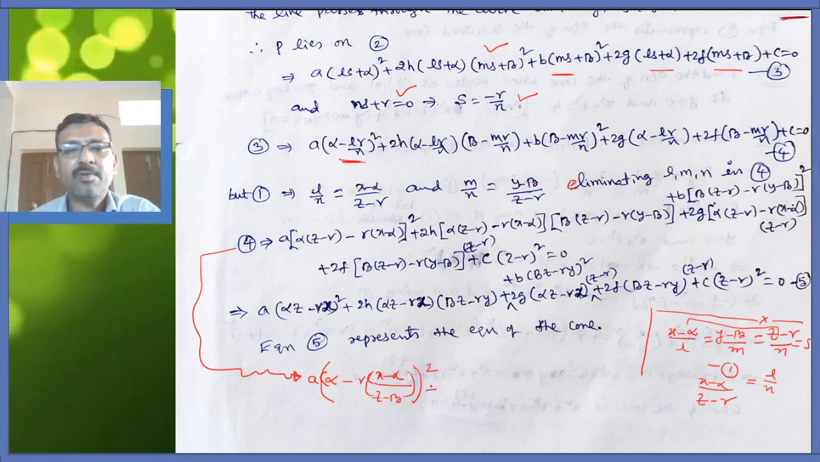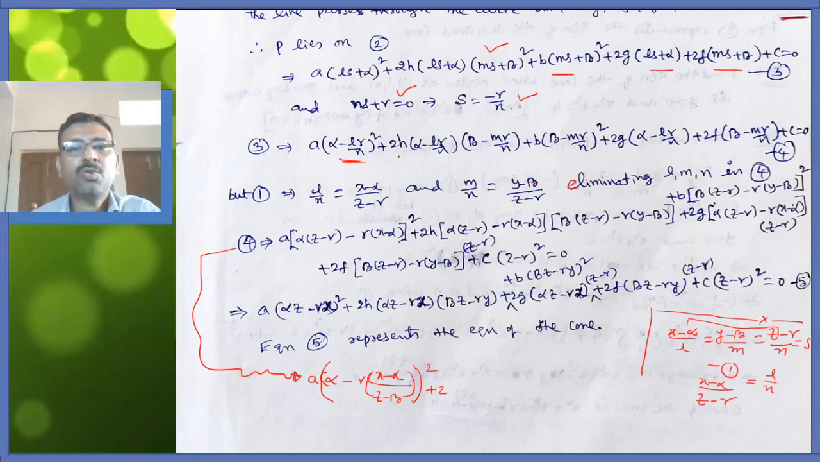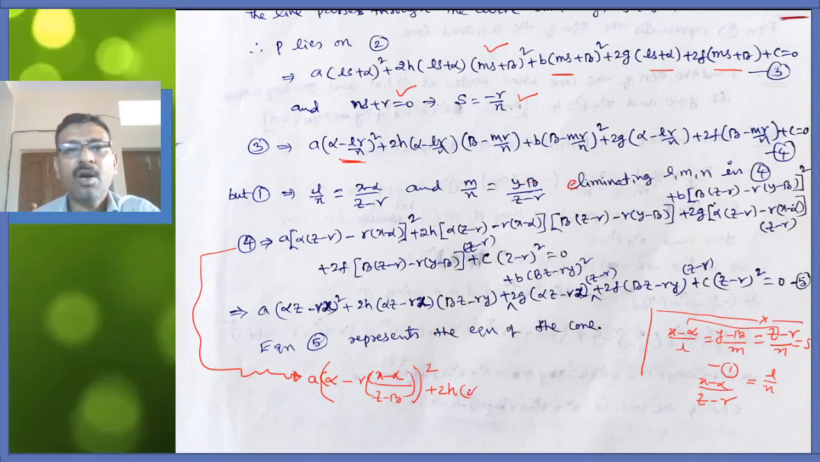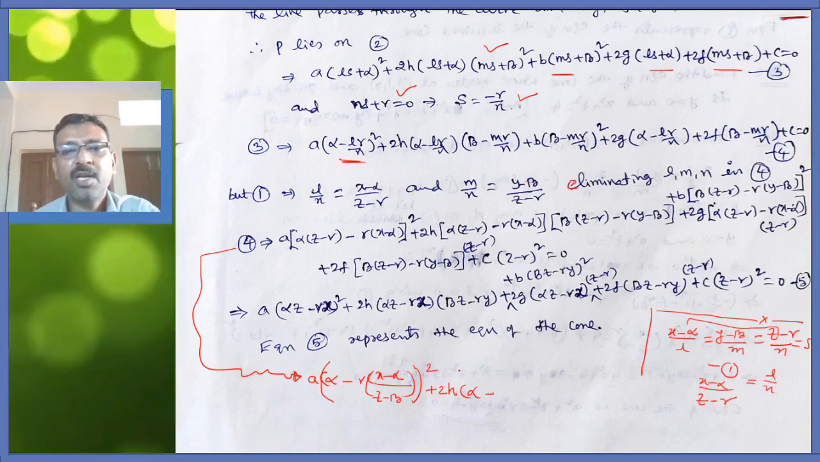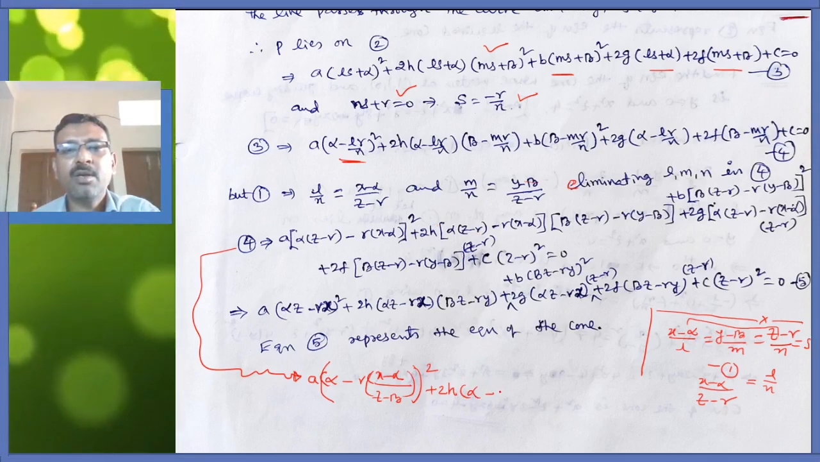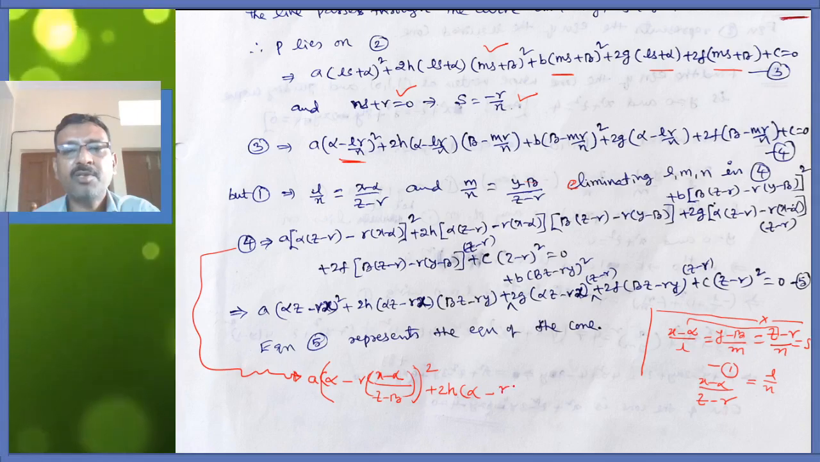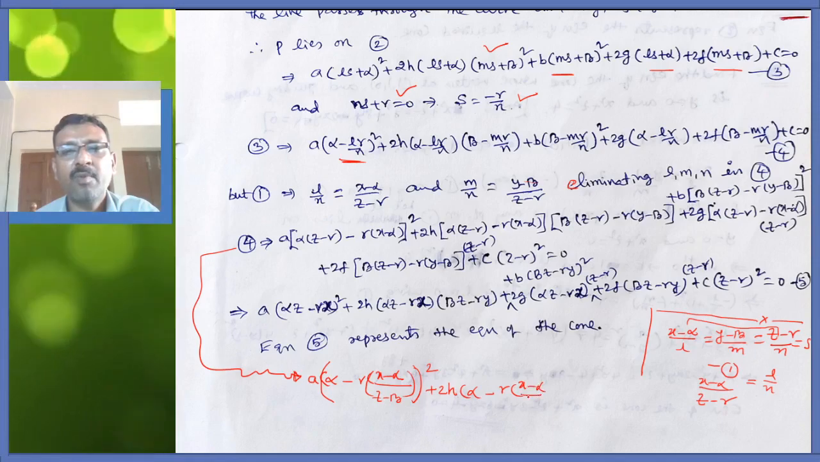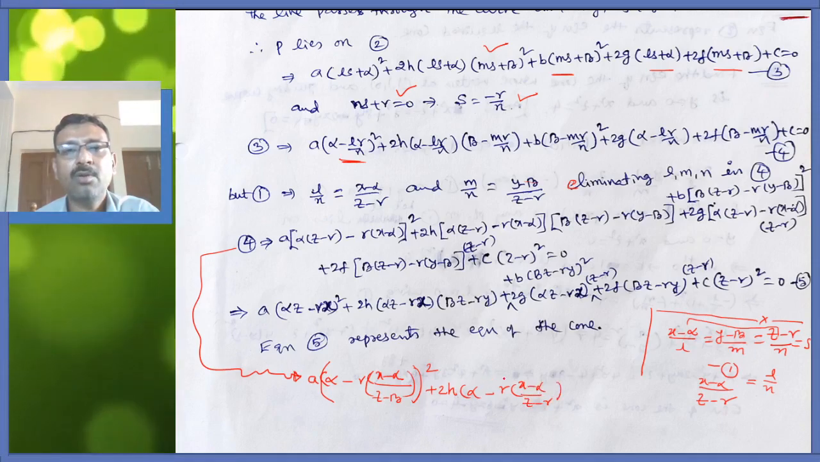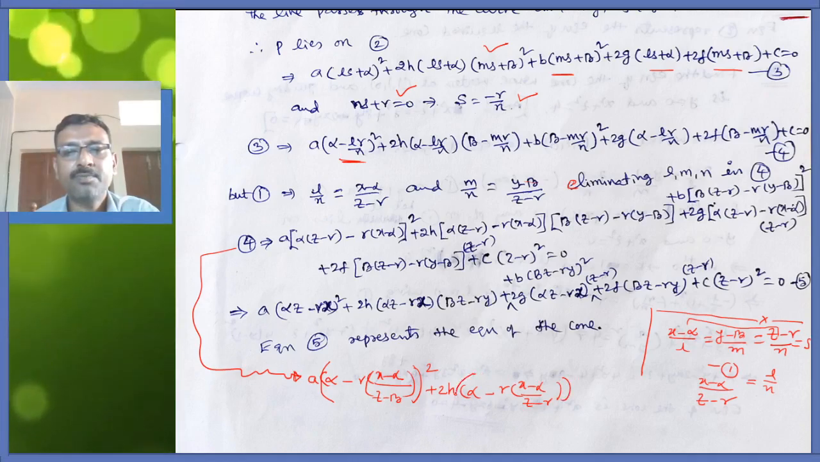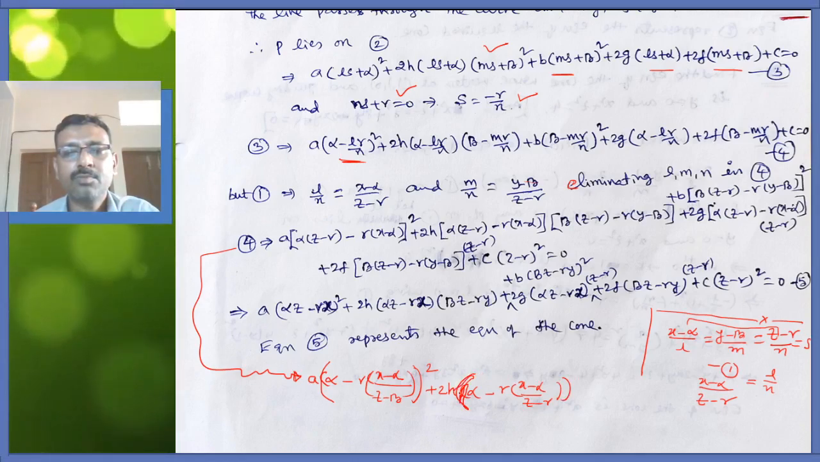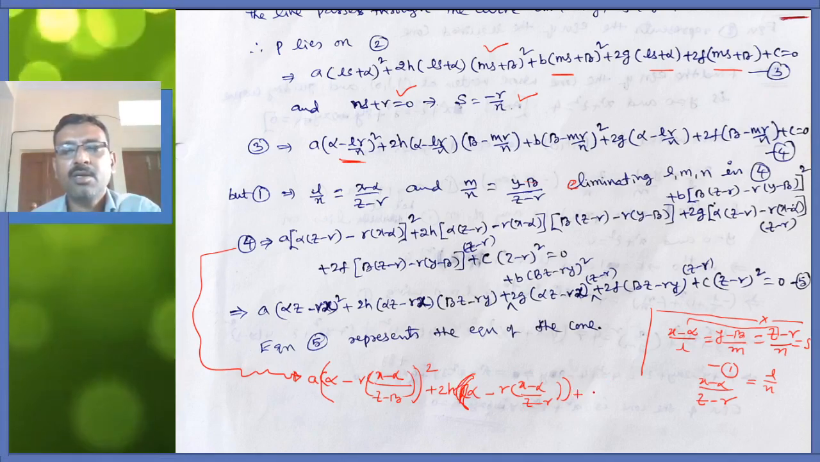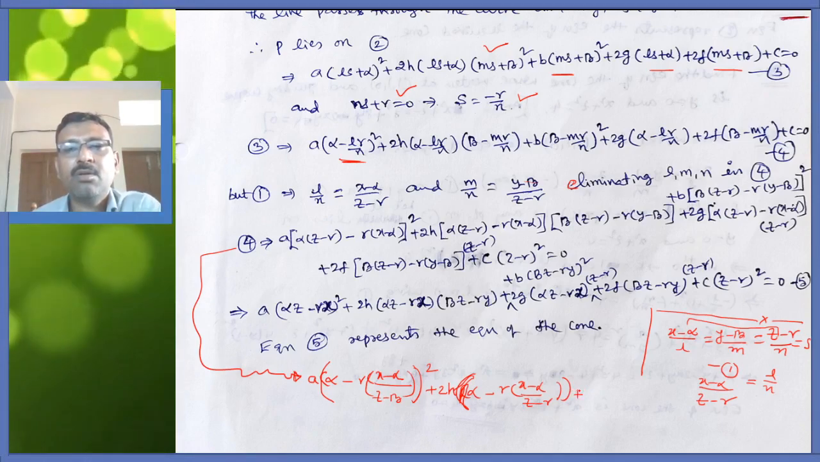Similarly, next is 2h into alpha minus gamma into L by n. What is L by n? Again x minus alpha by z minus gamma. This is 2h. Similarly, keep on writing all the terms like this.